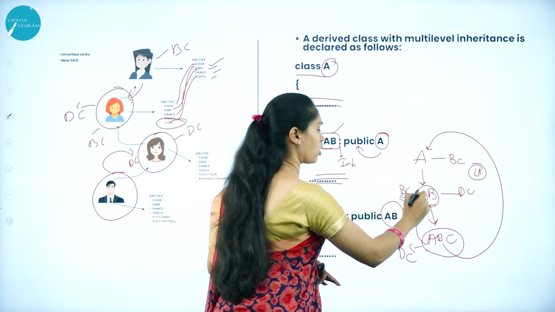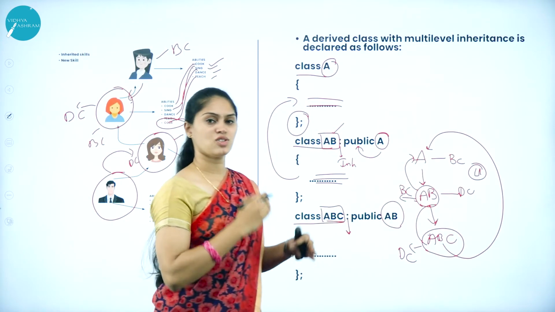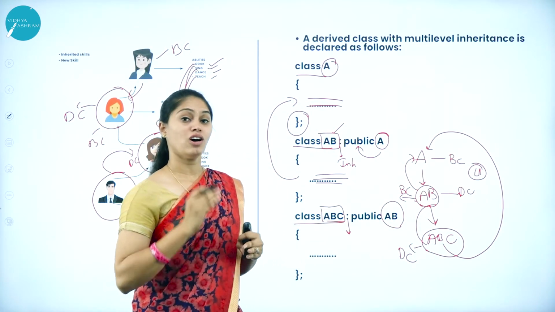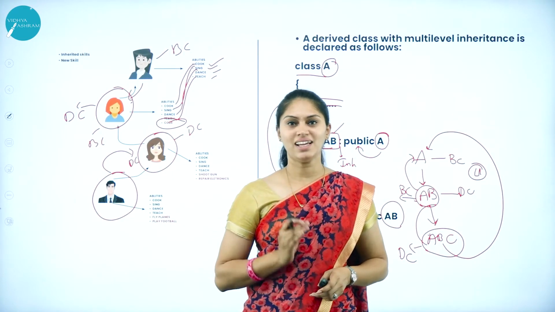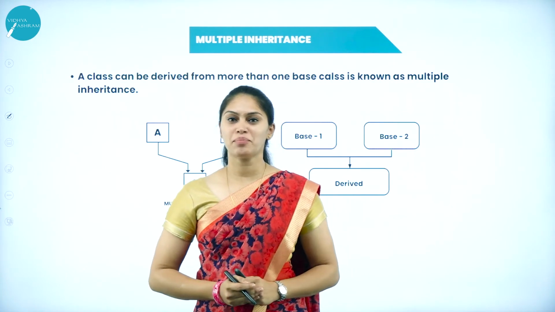So AB acquires the features from A. So there will be more than one level of inheritance. I hope you all understood multi-level inheritance. Which is the next type of inheritance?